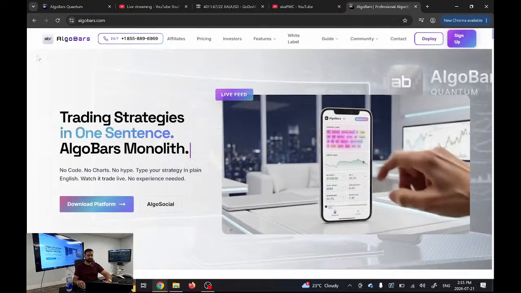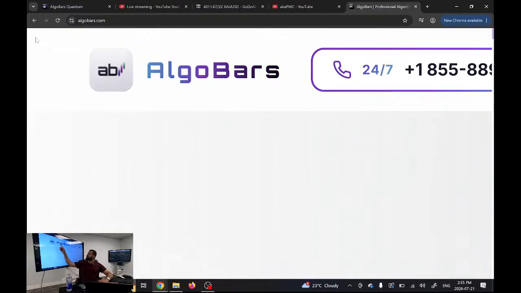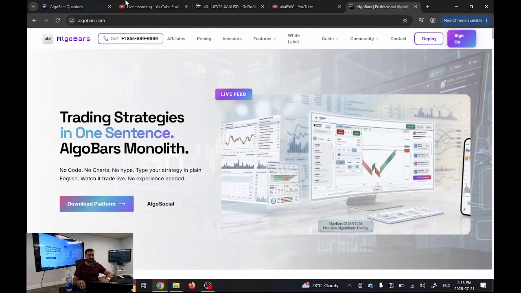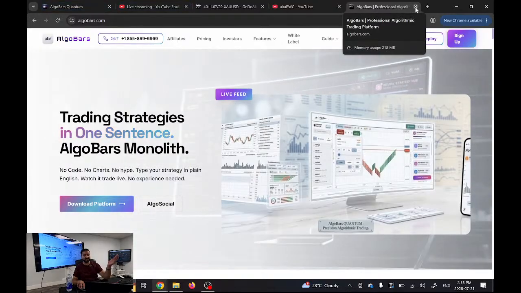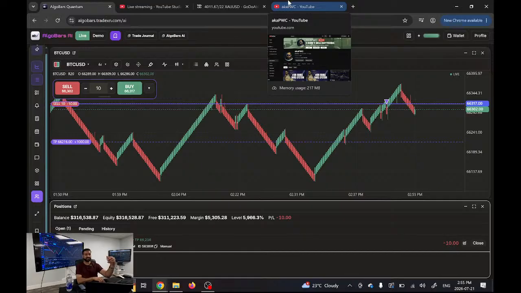What's the winning strategy? All right, I'll show you. So go to AlgoBars.com, guys. Get your account set up. All you got to do is click deploy and then register your account. It'll ask you for the broker, because you can connect any broker to it. I would suggest TradeXN. They have the lowest fees, which is really good, and plus it's fully integrated.